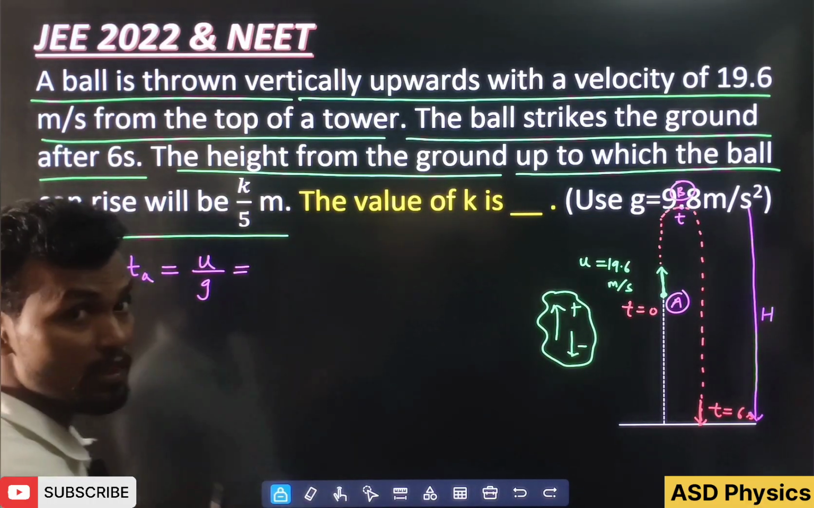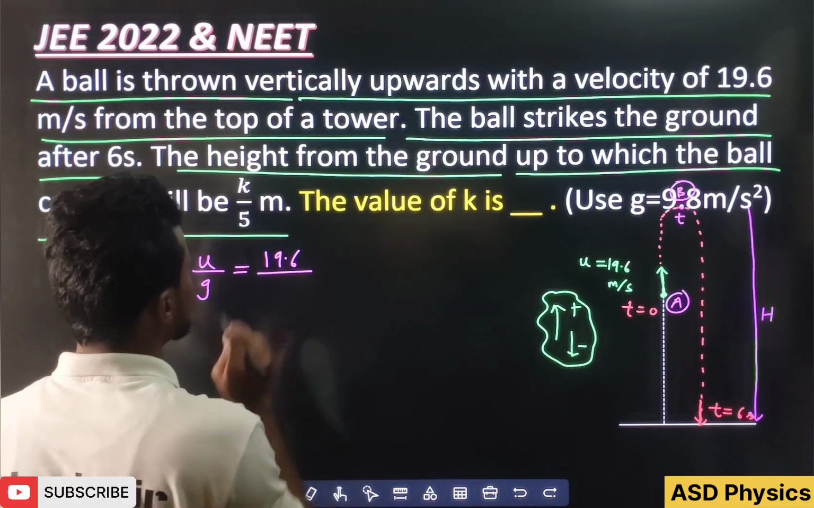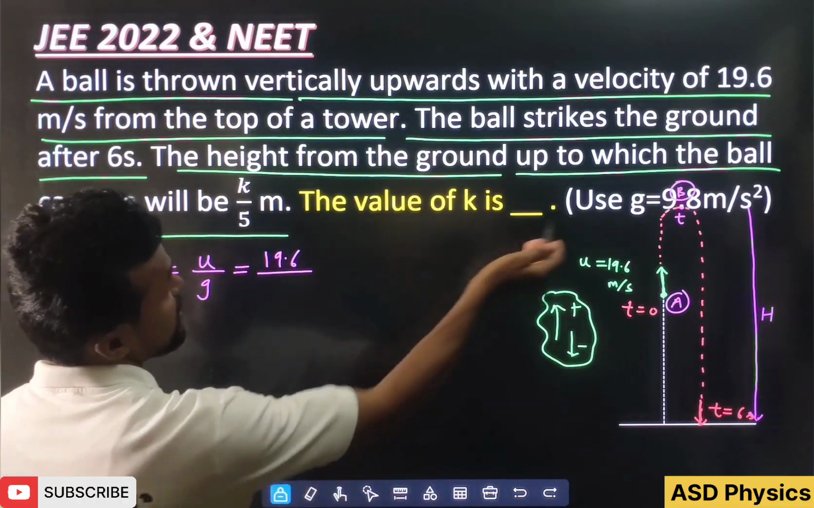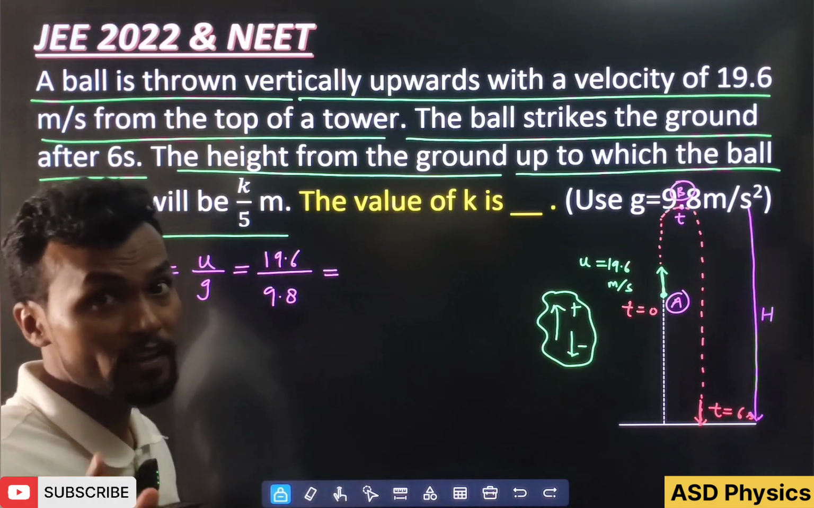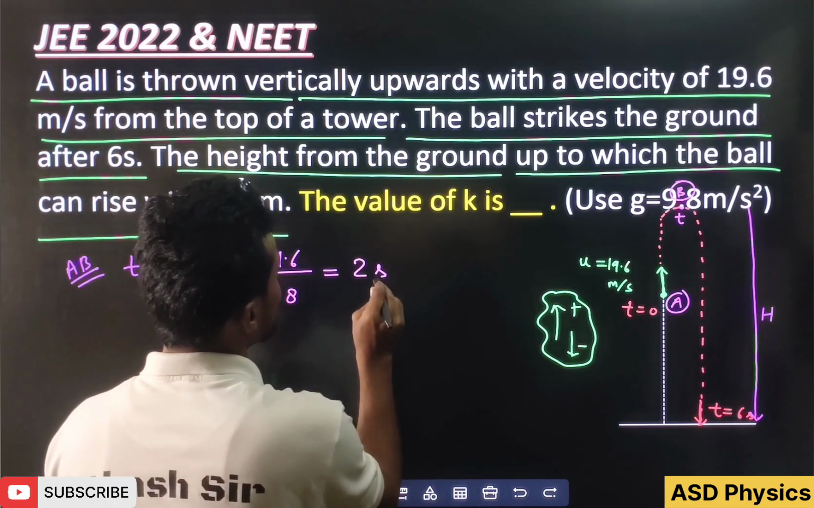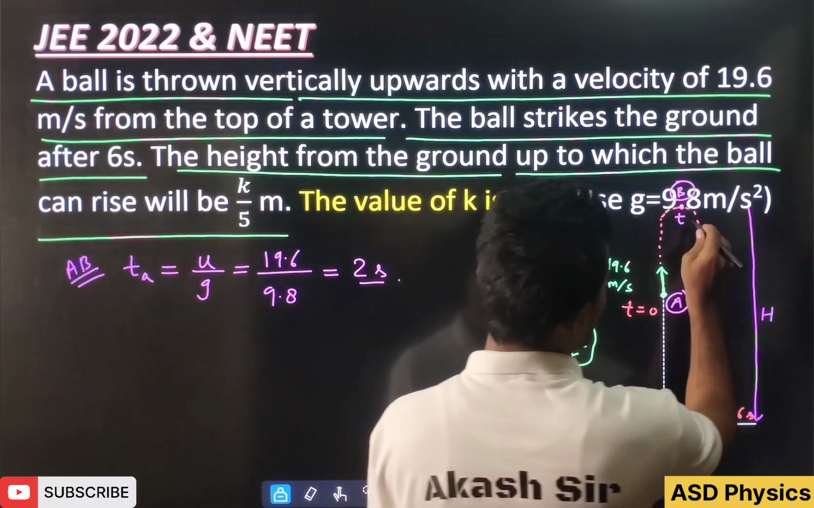Time of ascent formula, remember that here: u by g, in the absence of air. The value of u here is 19.6. The g value is mentioned in the question, 9.8. So 19.6 by 9.8, how much is it? 2 seconds. Now that means the ball is taking 2 seconds to go up.